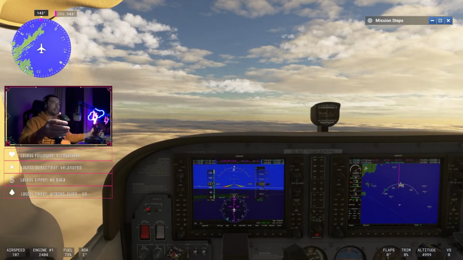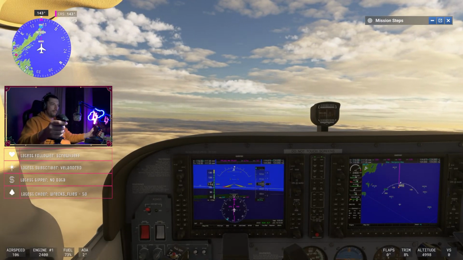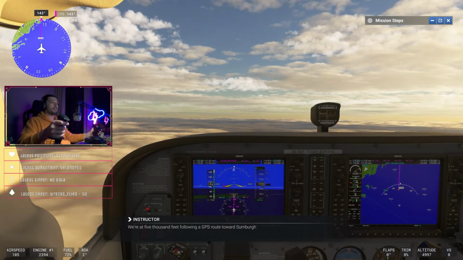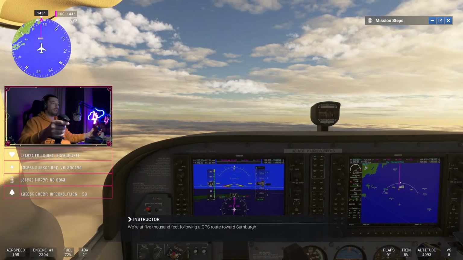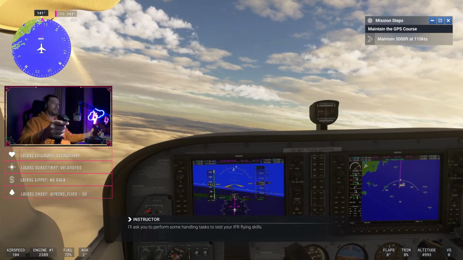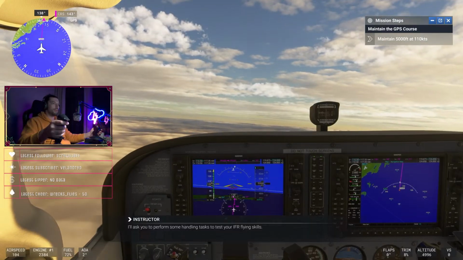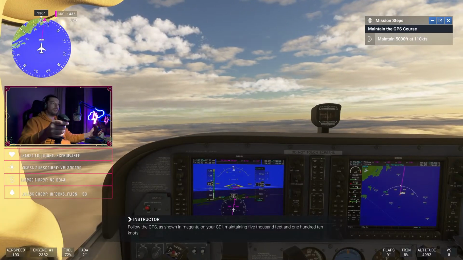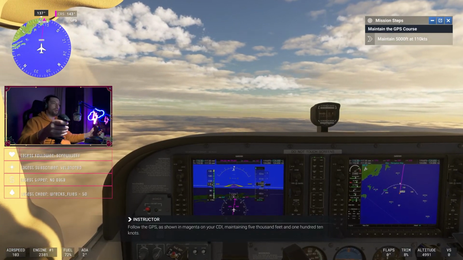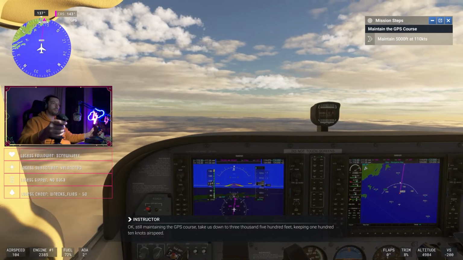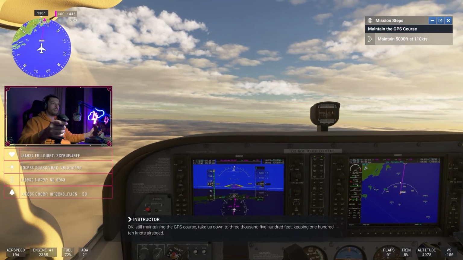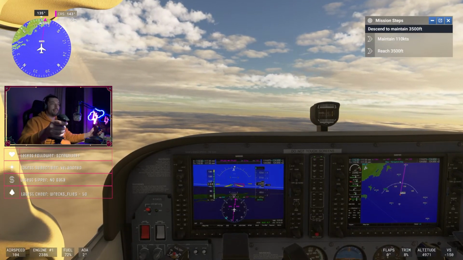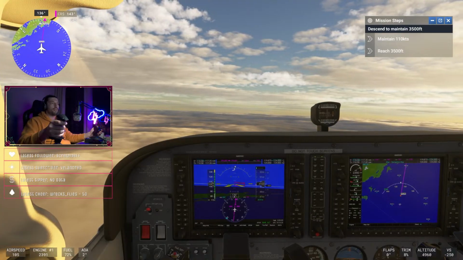So, okay, let's go. This time we got this. Alright, it's time to put what you've learned into practice. We're at 5,000 feet following a GPS route towards Zumberg. I'll ask you to perform some handling tasks to test your IFR flying skills. Follow the GPS, as shown in magenta on your CDI, maintaining 5,000 feet and 110 knots. I am going to do that. Still maintaining the GPS course, take us down to 3,500 feet, keeping 110 knots airspeed. Alright, so I guess I have to do it going through the purple things.